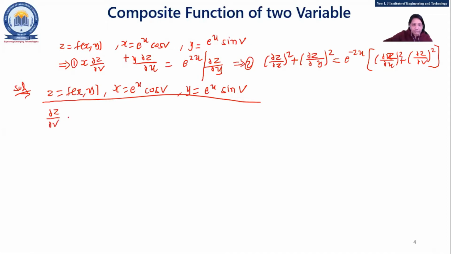Del z by del v. Same as the previous one. Del z by del u or del v, whatever, right? So del z by del v is what? Del z by del x into del x by del v plus del z by del y into del y by del v, right? Now we don't know z. So we'll keep it as it is, del z by del x into del x by del v.